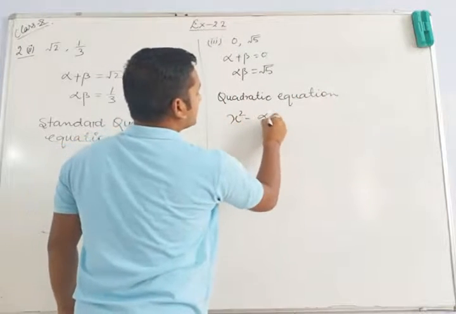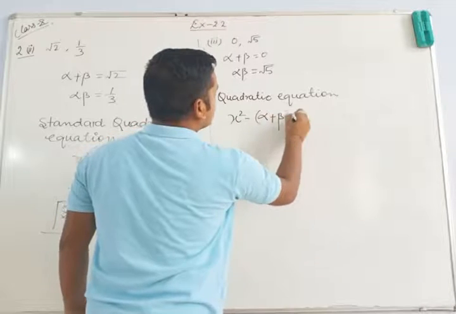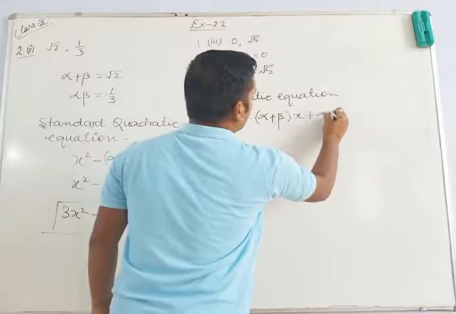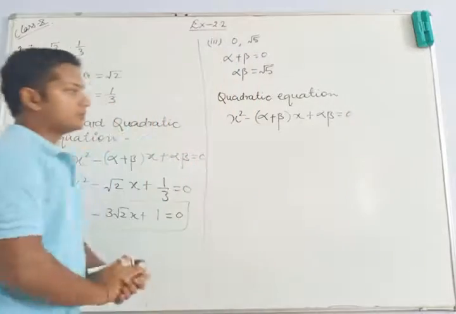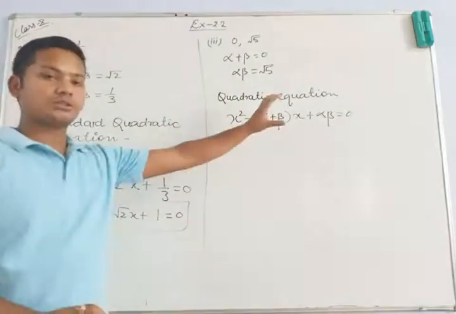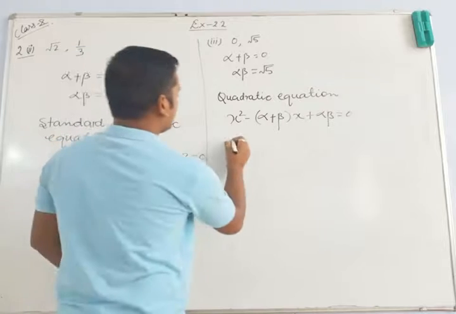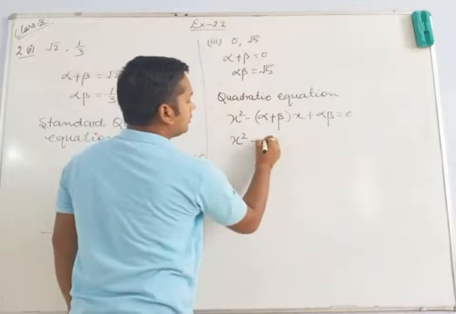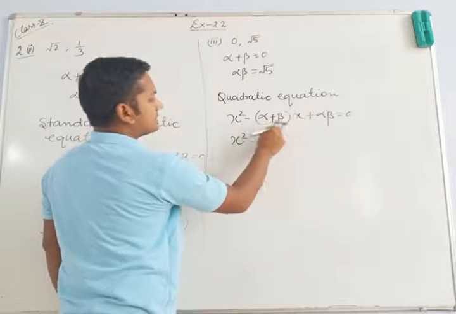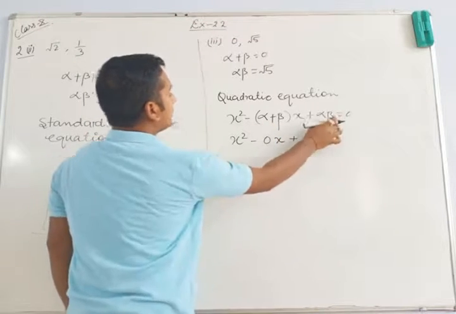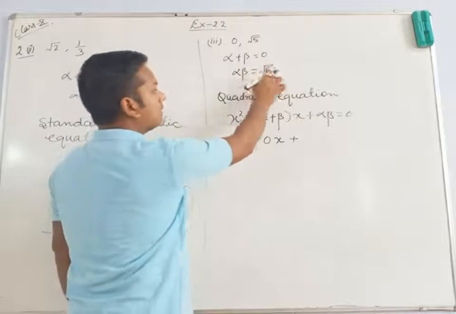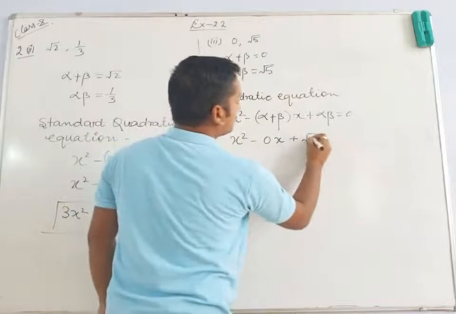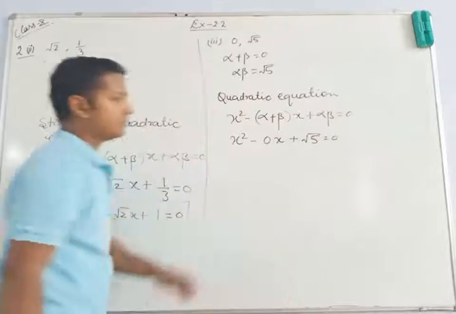x square minus alpha plus beta x plus alpha beta equals to 0. So you have to remember it. Memorize it, learn it by heart. Okay. x square minus alpha plus beta is what? 0. So we will be putting 0 in the place of alpha plus beta, plus alpha beta, that is the product of zeros. What is its value? Square root 5. So we will be putting square root 5 and equals to 0.